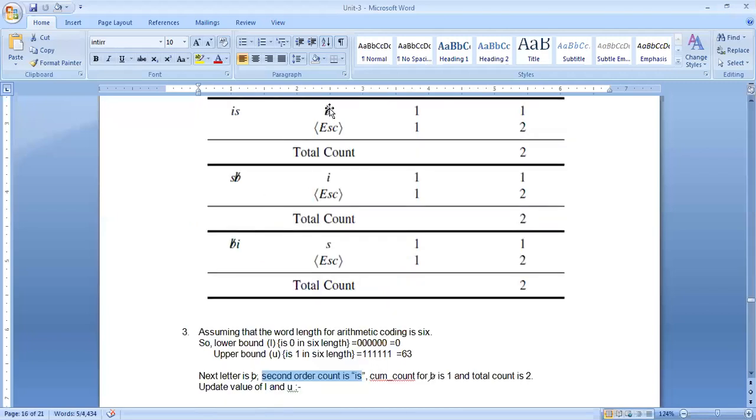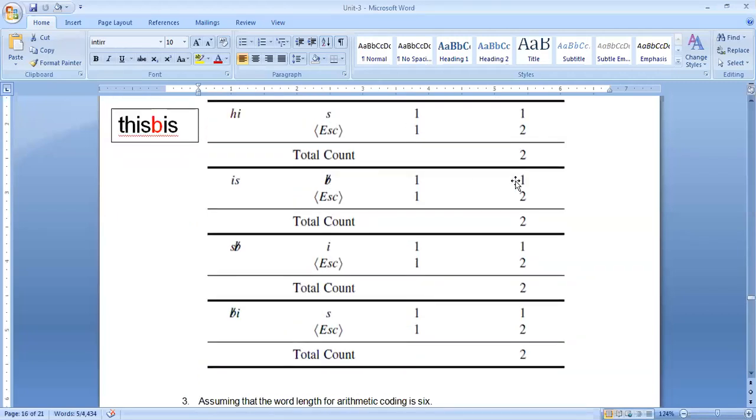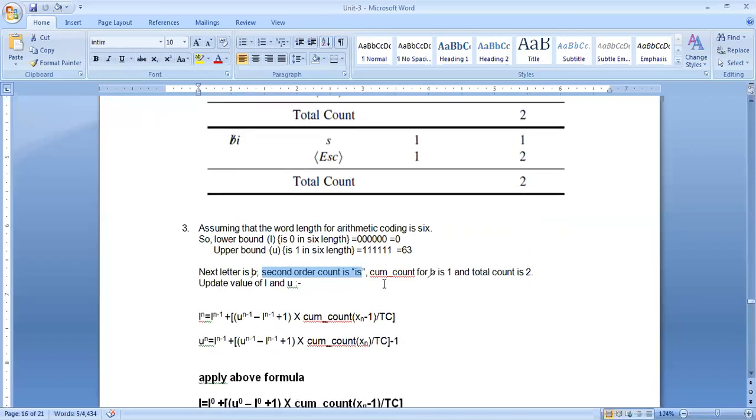Here b cross cumulative count, this one is the cumulative count, so cumulative count for b cross is 1 and total count is 2. So both are different, means cumulative count and total count are different. So in that case, we want to update the value of lower bound and upper bound.